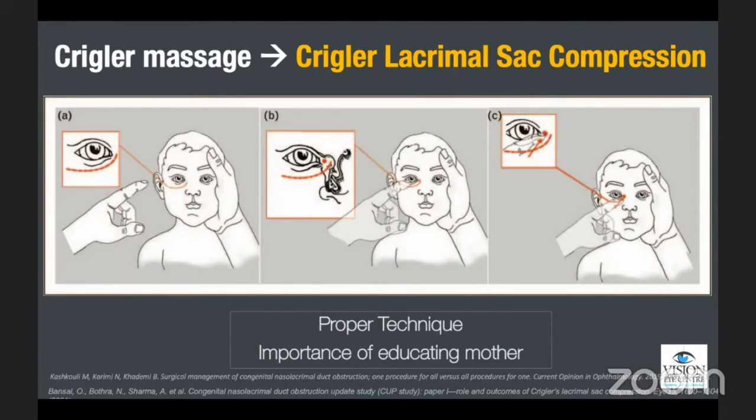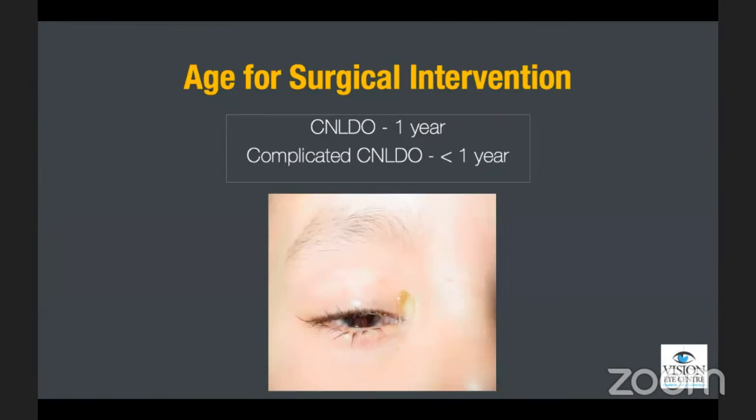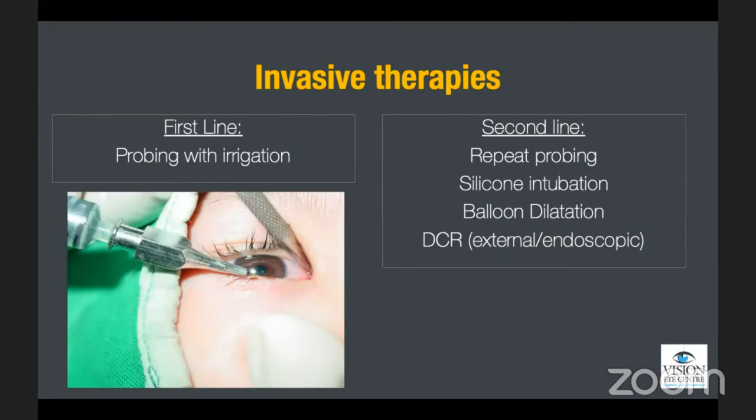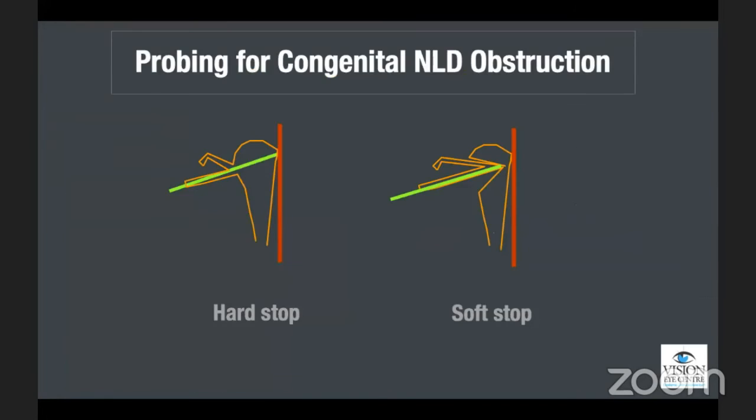So that would be a very good addition to our armamentarium of trying to get these patients to respond well to conservative therapy. So NLDO can be generally watched for a year unless it is complicated by other factors such as skin maceration or any other complex forms. So amongst invasive therapies, the first line is definitely probing along with the syringing. And the second line would be repeat probing, silicone intubation, balloon dilatation, and a DCR, whether external or endoscopic.